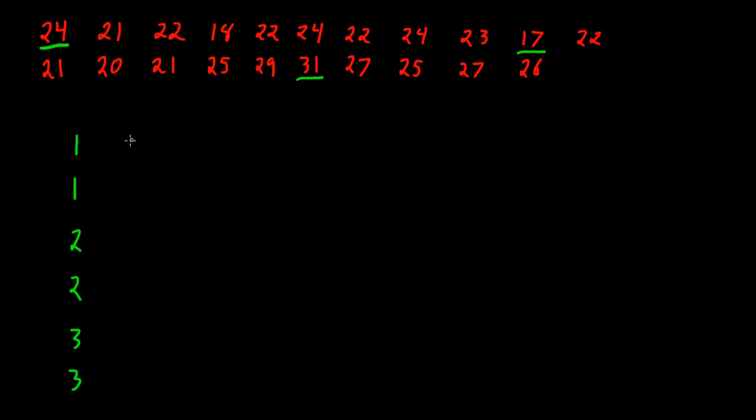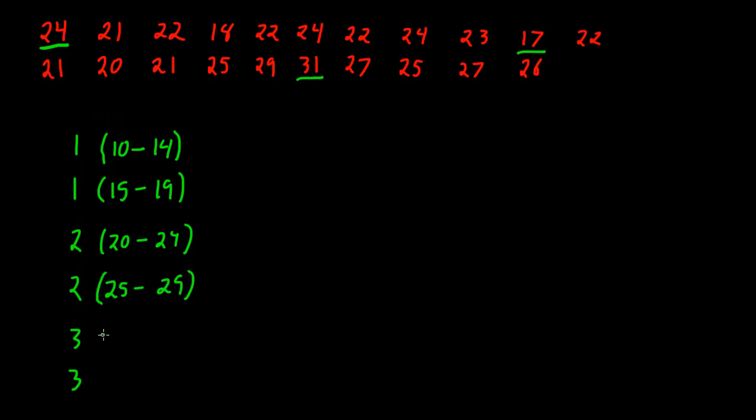The way they're going to break down the values for these different stems is our first one is going to go from 10 up through 14. Our second one is going to go from 15 up through 19. And then we have 20 up through 24, 25 up through 29, 30 up through 34, and finally 35 up through 39.